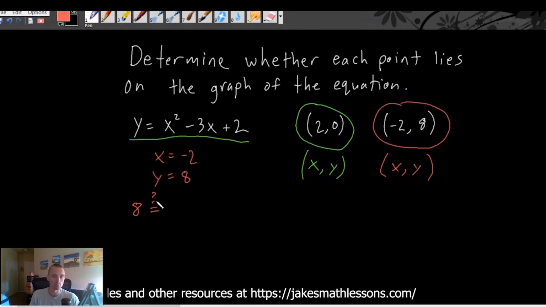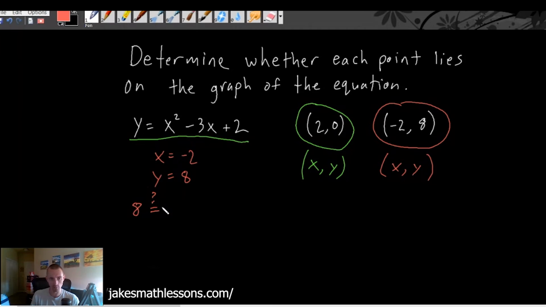The reason I put this question mark here is we don't know if the equation is equal until we actually simplify and make sure that both sides equal the same number. So until we actually simplify it all the way down, we want to keep this question mark over the equal sign because we're not quite sure if those two things are going to be equal or not.